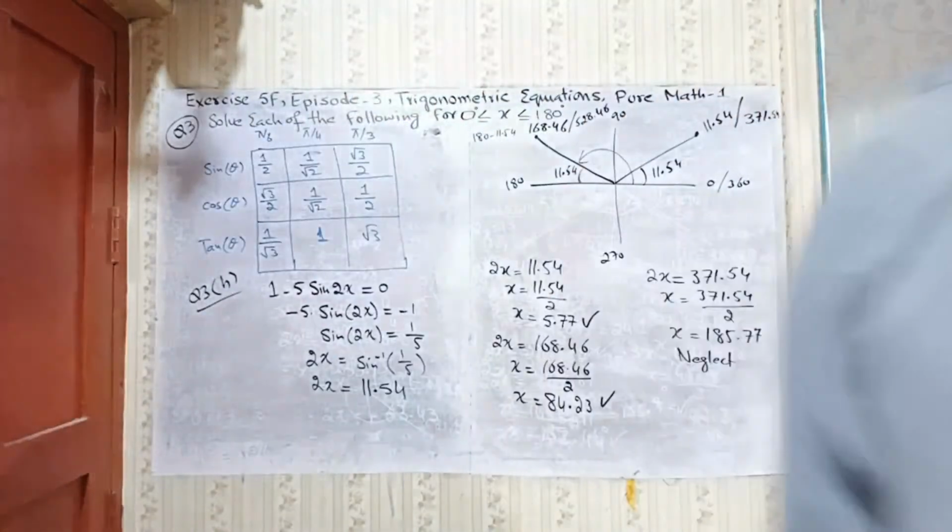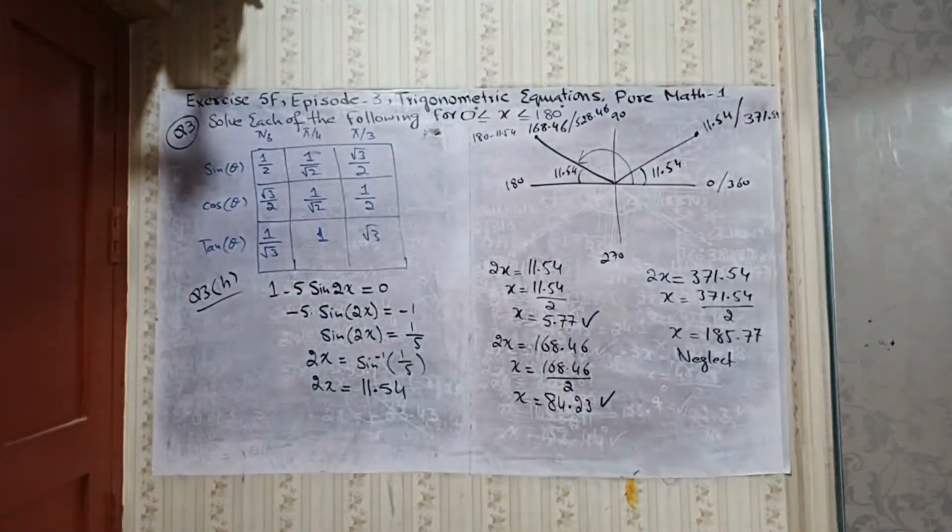Let's see from the book if our answer is right. In the book, question number 3 and its H part, the first answer is 5.77, and the other answer is 84.2. So I hope you have understood this.